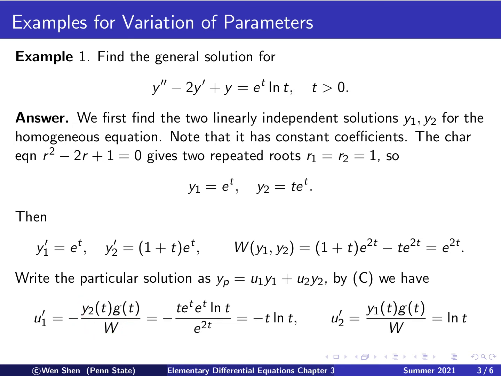Let's plug them in. So what is y2? Well, y2 is t times e to the t, so that's y2 times g(t). g(t) is this guy here, so it's e to the t times ln of t, divided by w. W is e to the 2t. So we put that in. And then we see that e to the t times e to the t becomes e to the 2t, and it cancels. So we just get t times ln of t with negative sign in the front. Okay, and that is u1 prime.